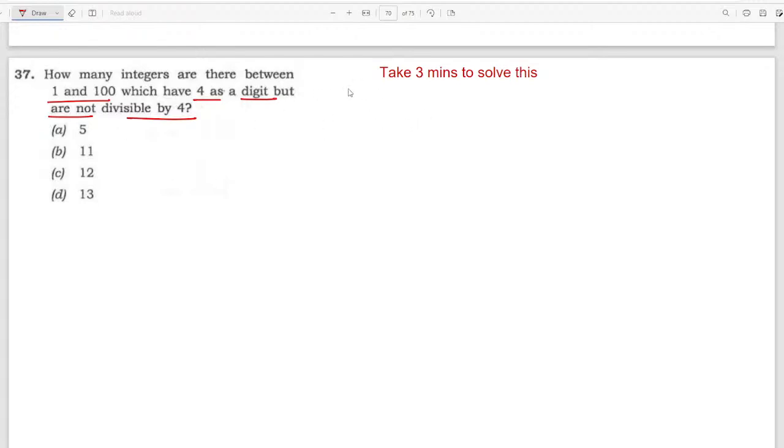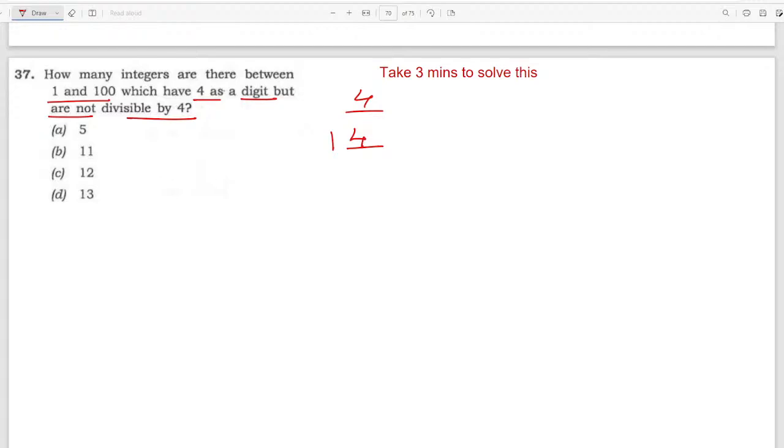We'll go one by one. In single digits, there cannot be 4 here, because if the single digit 4 is there, it will be divisible by 4. In double digits, we'll see. We'll start with 1. So 14 is possible. This number has 4, but it is not divisible by 4. 14 is not divisible by 4.